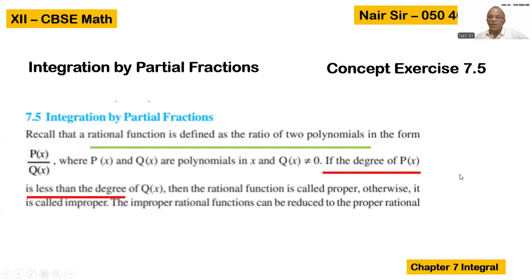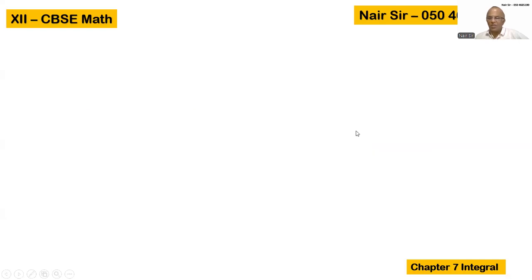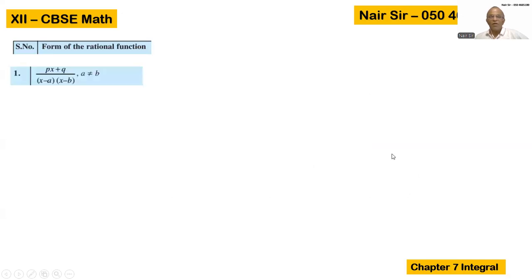But when you're talking of a polynomial, you're looking at the degree of the polynomial. I'll not take much time on that. Now here, what are my forms? I've got one form, (px plus q) upon (x minus a)(x minus b). My denominator is quadratic and my numerator is linear, so it's a proper fraction.